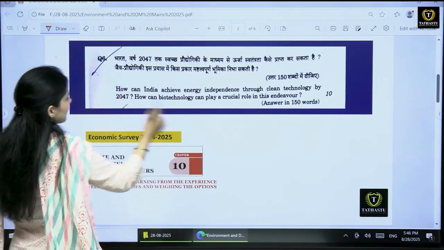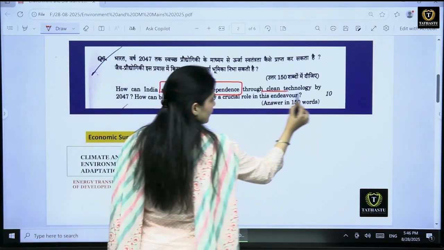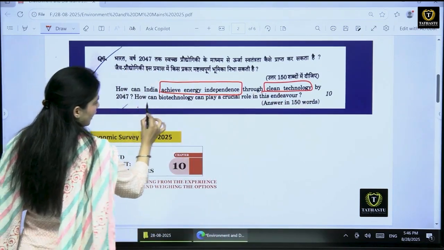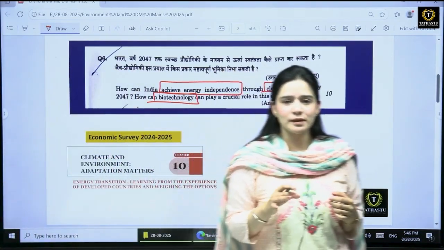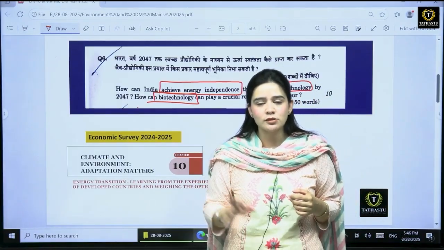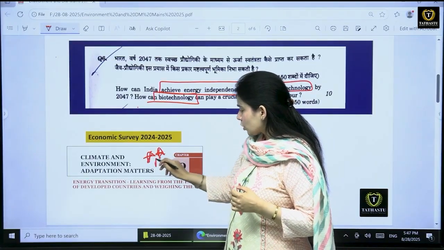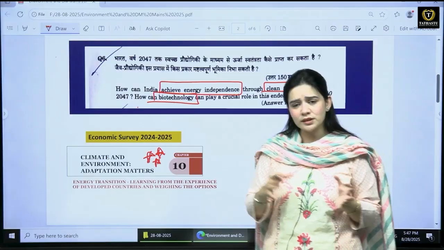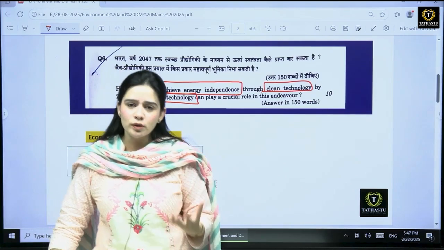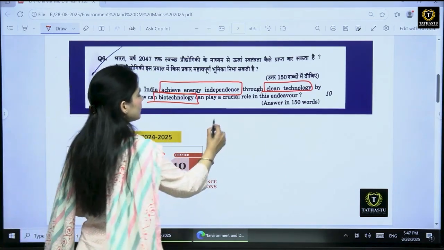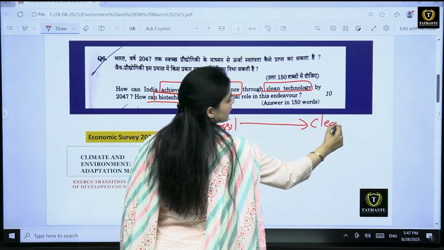So the first part says, how can India achieve energy independence, specifically through clean technology? And the second is, how can biotechnology play an important role? Now, if you have read the Economic Survey, in Chapter 10, mentioned under Adaptation Matters, that is climate and environment, an argument was given that we are transitioning towards cleaner energy fuels. Until now we were relying on fossil fuels, coal, petroleum, oil. Ultimately every country, even India, is transitioning towards cleaner sources.